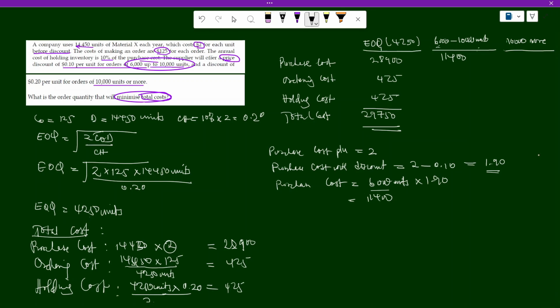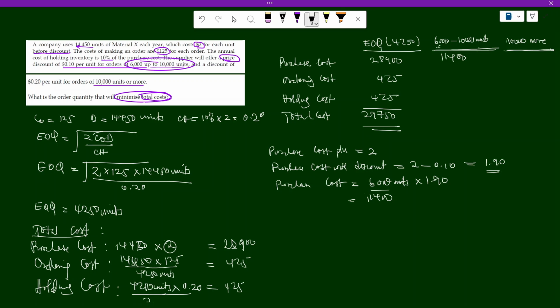Okay. So please don't get the computation wrong. We are using 6,000 because here we are buying 10,000 and more, and here is 6,000 to 10,000. So the minimum they are offering you to buy and go for a discount of 0.1 is 6,000. So let's use the minimum.